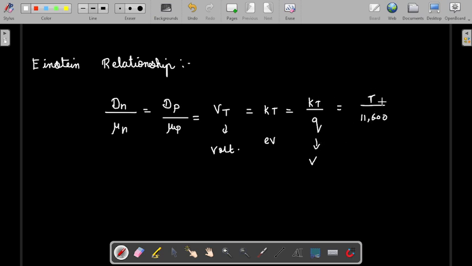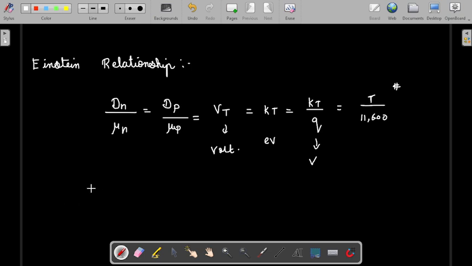This is one important relationship, so remember this one. It will give you very good calculations in many cases. kT by q, or Vt, at 300 Kelvin is about 26 millivolt, a constant value. But if the temperature is varied to 400 Kelvin, then this value will vary. Then we can simply apply 400 divided by 11,600 and get some value in millivolts. This equation will be helpful when you are trying to solve problems, so for now just make a note of it.